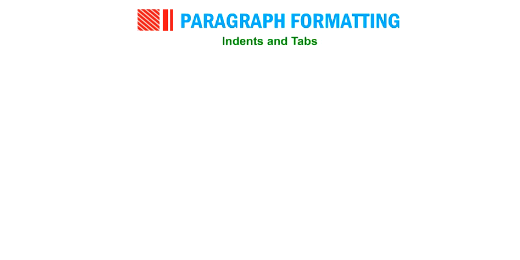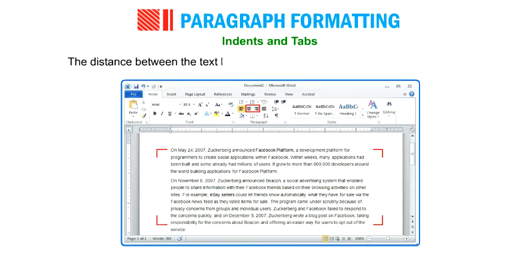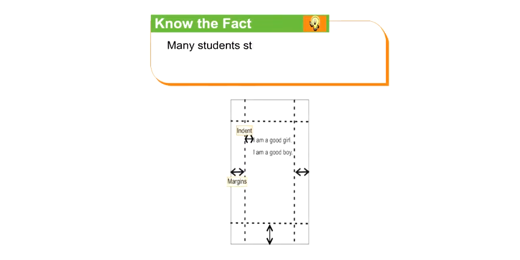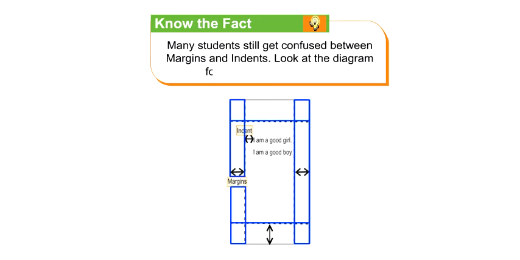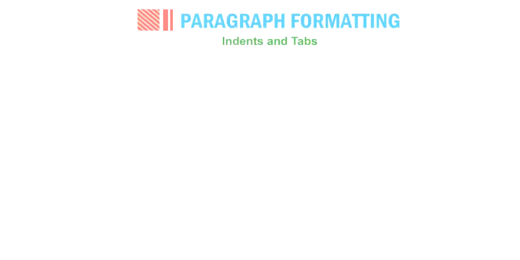Indents and tabs. The distance between the text boundaries and the page margins is called indent. Students, note the fact file. Many students still get confused between margins and indents. Look at the diagram for a better understanding.